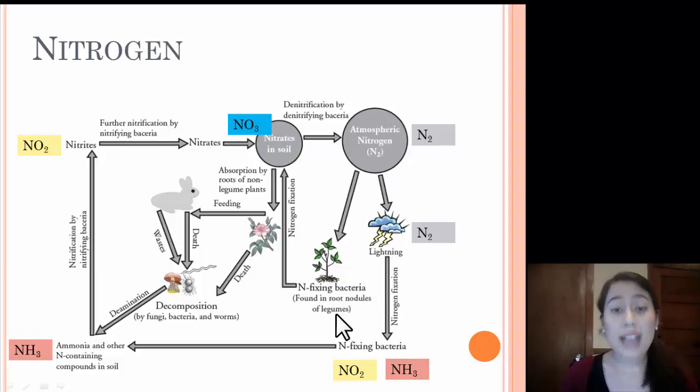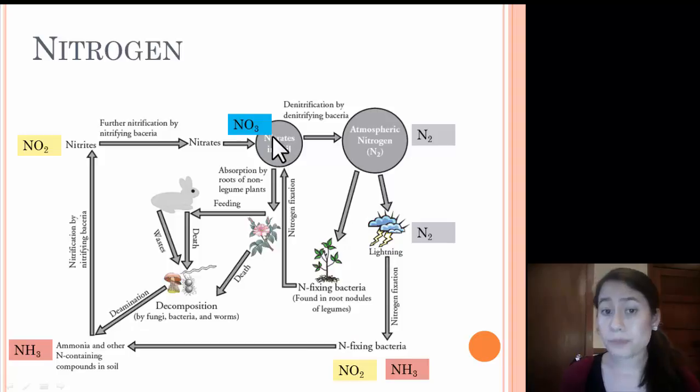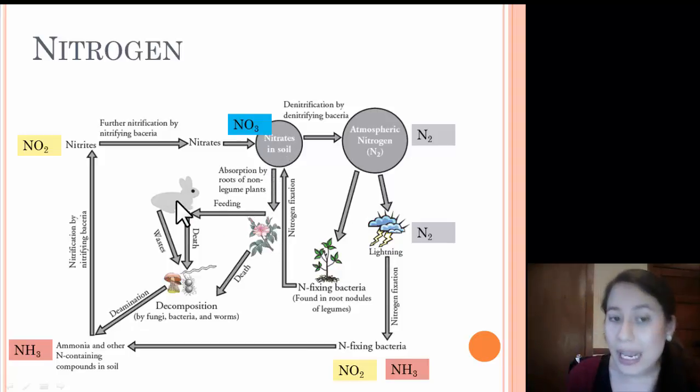Legumes are a special category of plant that have the power to take nitrogen from the air and put it into the soil. This is really good for the soil, and it helps the plants and animals that all need nitrogen. So you'll notice that this comes out of the atmosphere. The legumes are helping to put it into the soil, and then other plants can use it, and animals can then eat those plants to get the nitrogen that they need in order to survive.